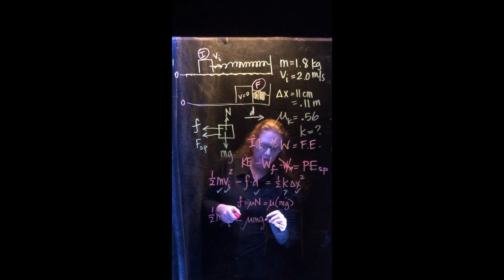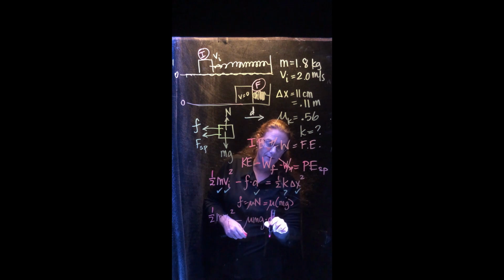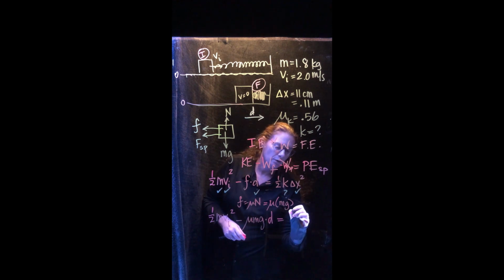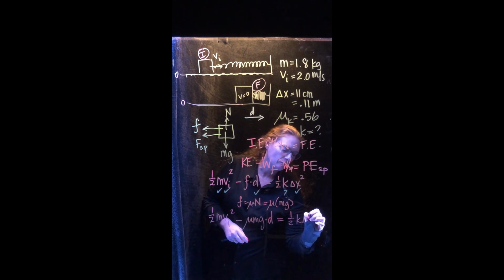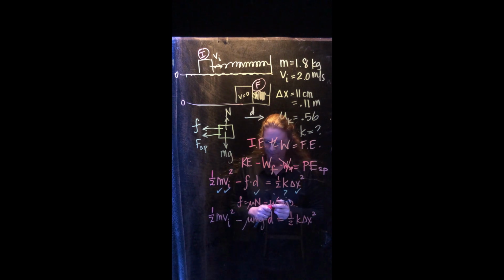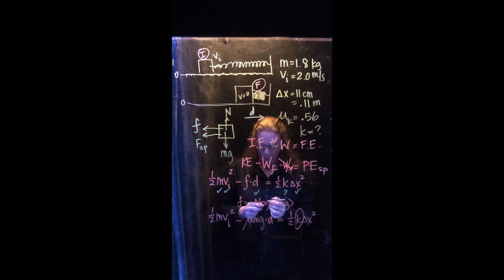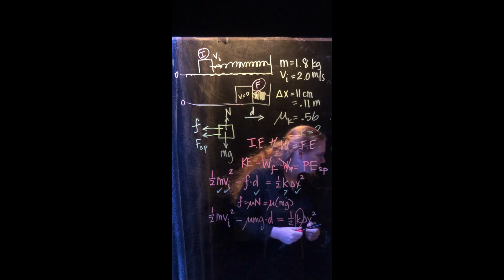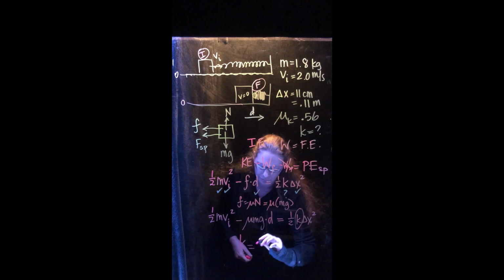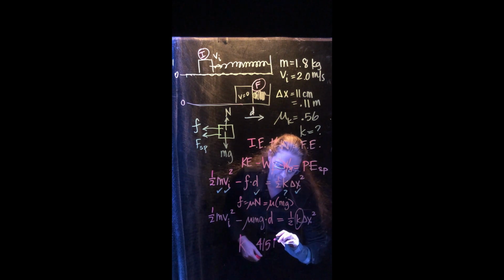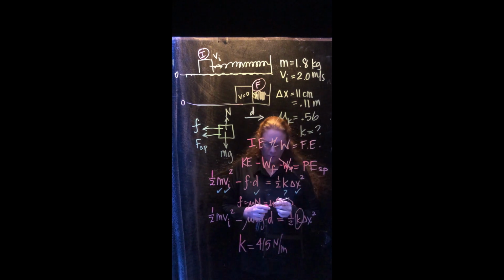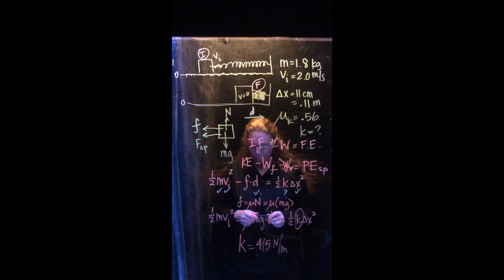Now here's another common mistake, along with forgetting that squared. Another common mistake is losing track of this distance right here, equals 1/2 K delta x squared. We now know everything except the spring constant. We can solve for the spring constant. And if you do that, what do you get? I got 415 newtons per meter, which is a pretty good size spring. Pretty good stiffness, I should say.